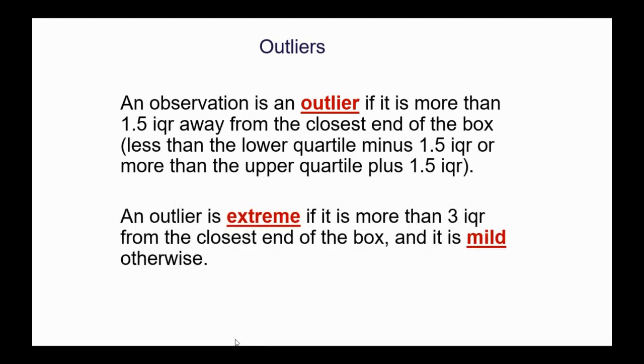It's extreme if it's more than 3 IQRs outside the box. If it's exactly 3 IQR, I would say that'd probably still be mild. This says, going off of the definition, more than 3 IQR is considered extreme. And honestly, I don't think as far as the AP exam goes, we'd do that. That's a judgment call, basically.